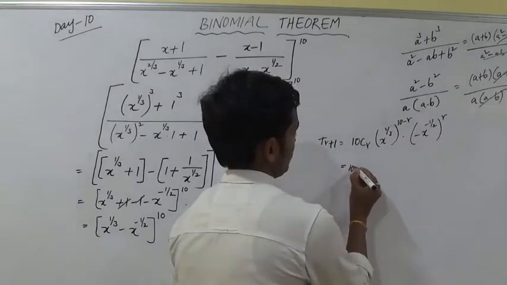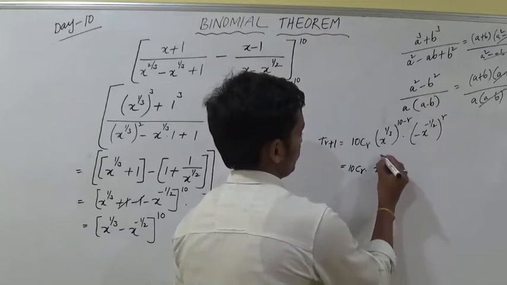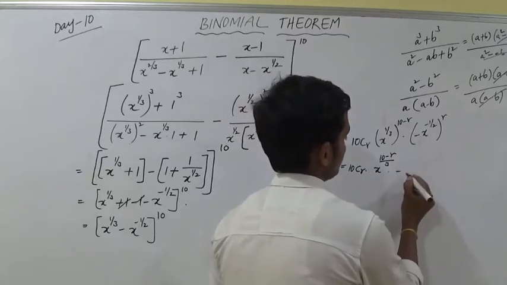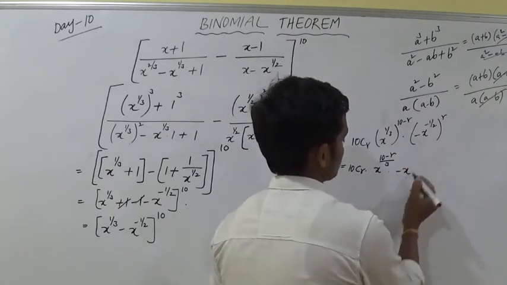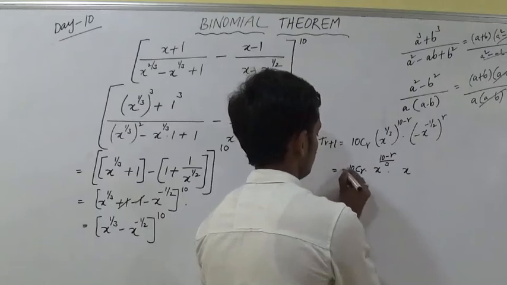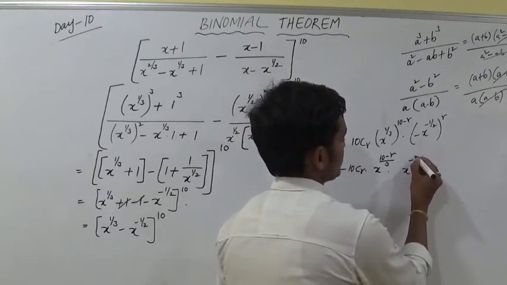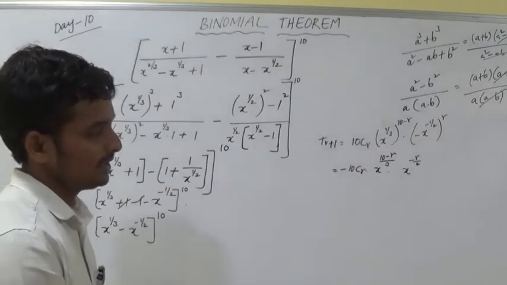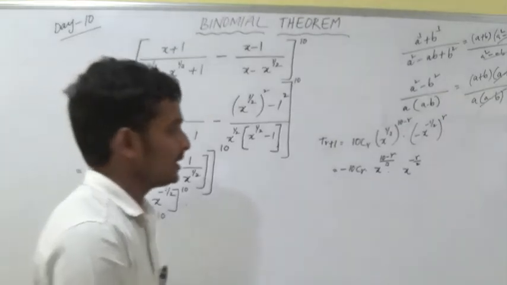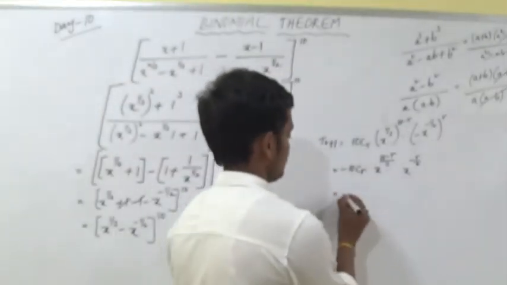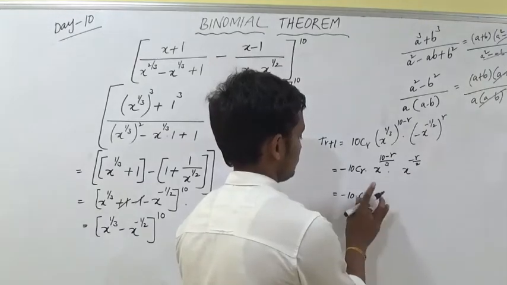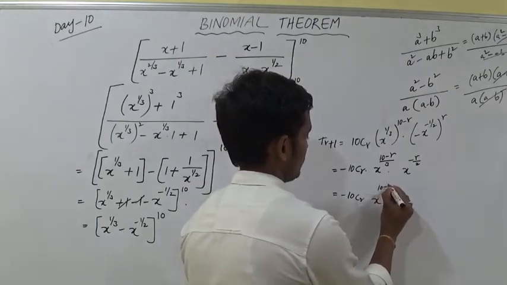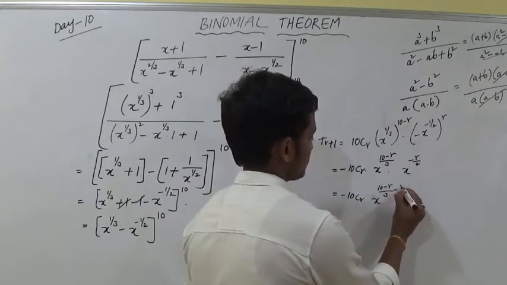That is equal to 10 C r x to the power of 10 minus r by 3 into minus x to the power of minus r by 2. This is a power m into a power n. That means minus 10 C r x to the power of 10 minus r by 3 minus r by 2.